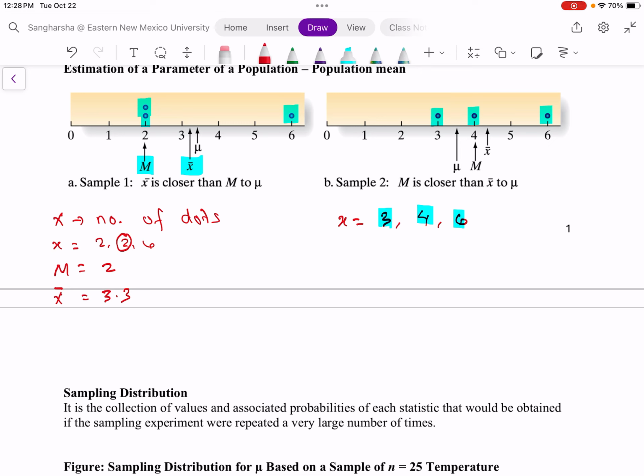Now let's find the median for the second sample. What is our median? 4, right? And what is our x bar? 3 plus 4 plus 6, that's 13, divided by 3. And what is that? 13 over 3 is 4.33.